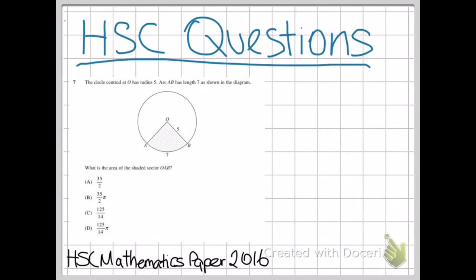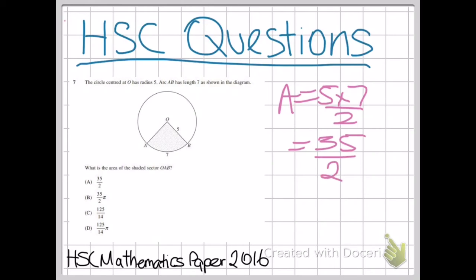The diagram shows that the circle centered O has a radius of 5 and arc AB is 7. So we're trying to find the area of the shaded sector OAB. If we put the given values into our formula, we get area equals 5 times 7 all over 2, which equals 35 over 2, and we leave the fraction as the question is asking for an exact value, so the answer is therefore A.